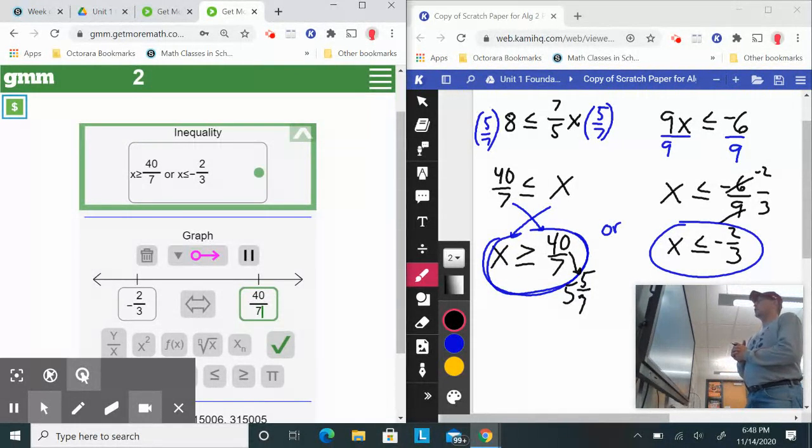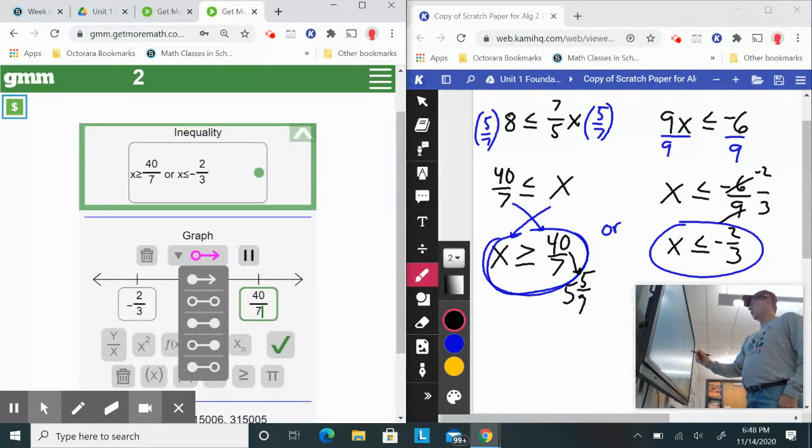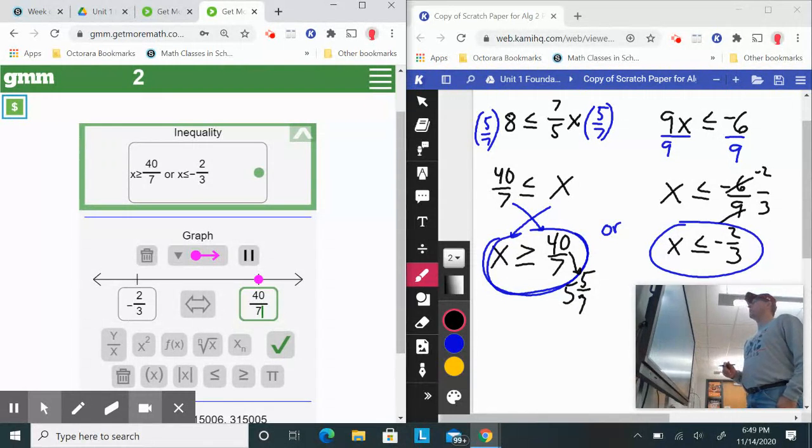Okay, so I made sure the negative 2/3 was on the left. And I'm looking for all the numbers that are greater than or equal to 40/7. So I need the solid circle right there. So I'm going to tap 40/7, and I want everything that's greater than that. Notice it says greater than or equal to, so I'm going to tap to the right.